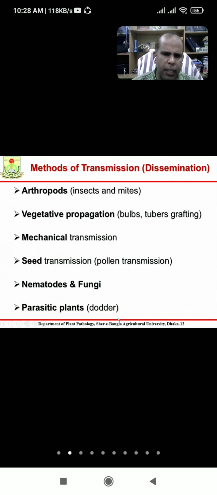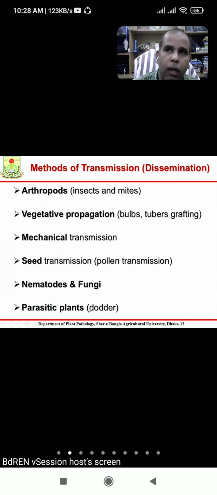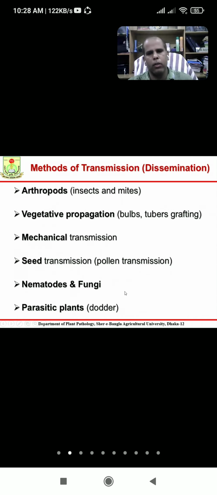Finally, parasitic plants. For example, in level 2 semester 1 you studied phanerogamic plant parasites, for example dodder, Sonolota, Orobanche, and Loranthus. These can also transmit plant viruses, particularly dodder, I mean golden vine or love vine, which we also call Sonolota. Dodder can also transmit plant viruses. But among these methods, the potential method is insect transmission.